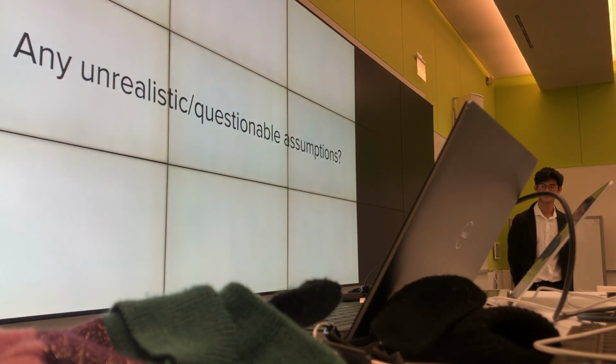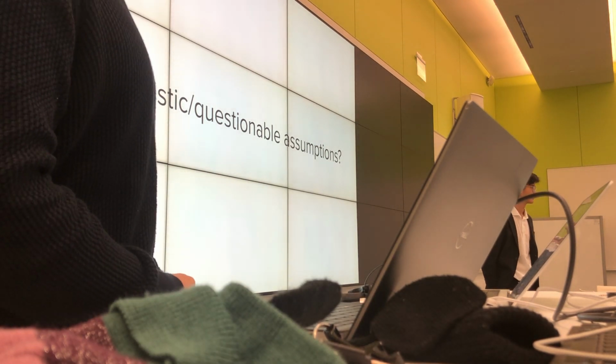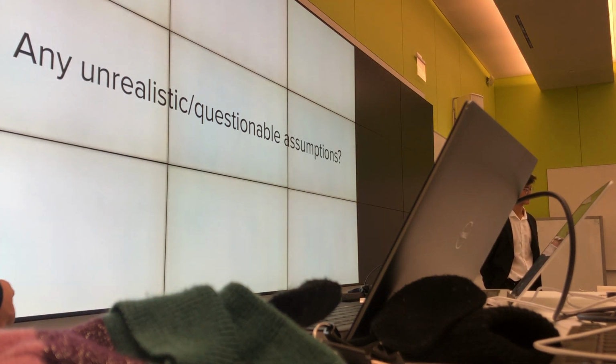I guess throwing it back to the audience, are there any assumptions that you found in the paper that were maybe unrealistic or questionable?